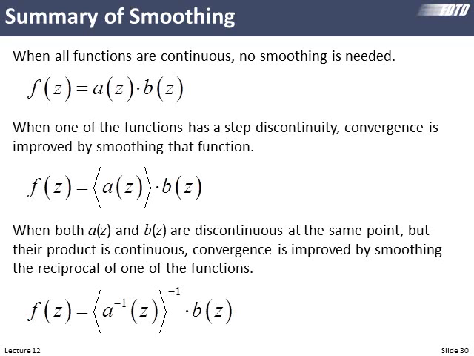So here's the summary. If A and B are both continuous, no problems. We don't have to do anything. When A has a discontinuity, we'll blur it. We'll smooth it. If A and B are both discontinuous, but their product is still continuous, we'll do a sort of a double reciprocal thing. We'll take the reciprocal of A, we'll blur the reciprocal, and then take the reciprocal again. So it's kind of like we're back to A, but we did a different blurring, and we end up with slightly different numbers than we would have seen just blurring A. And in fact, this helps convergence a lot.